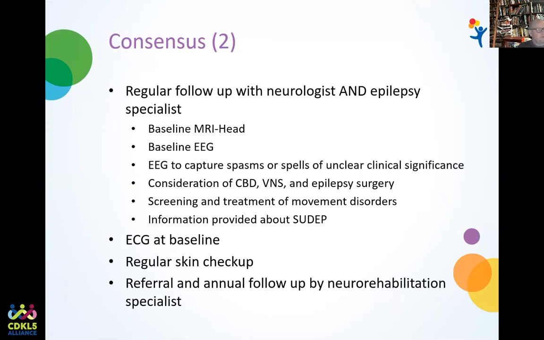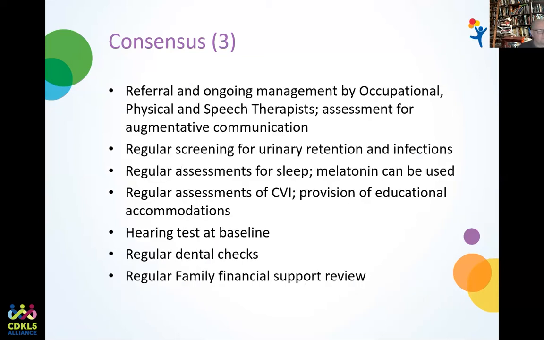Screening and treatment of movement disorders should occur. Information should be provided about SUDEP, which stands for Sudden Unexplained Death in Epilepsy. An electrocardiogram or ECG should be performed at baseline. A regular skin checkup by your primary care physician should be performed. There should be referral and annual follow-up by a neurorehabilitation specialist. There should be referral and ongoing management by occupational, physical, and speech therapists, and there should be an assessment for augmentative communication. There should be regular screening for urinary retention and infections.